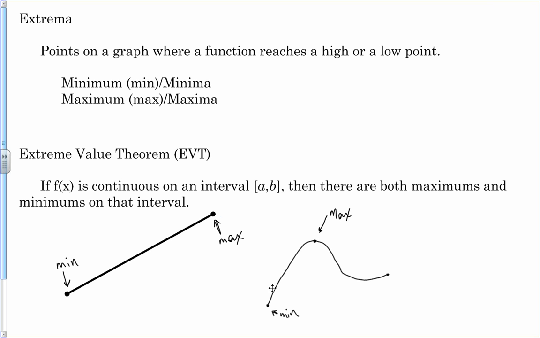Same thing here. Here we have a curve. This would be the starting point A, and this would be your ending point B. Since the function is continuous, we have a max right here and a min right there. So as long as your function is continuous, you're going to have a max and a minimum.